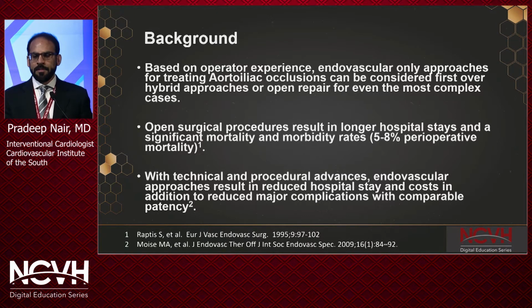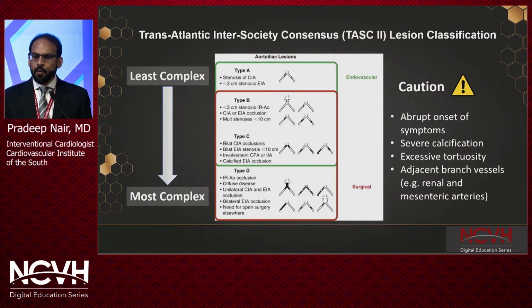Open surgical procedures result in longer hospital stays and a significant mortality and morbidity rate. With technical and procedural advances, endovascular approaches result in reduced hospital stay and cost in addition to reduced major complications with comparable patency. When you look at the TASC lesion classification, you start with type A, which is the least complex, to type D, which is the most complex.